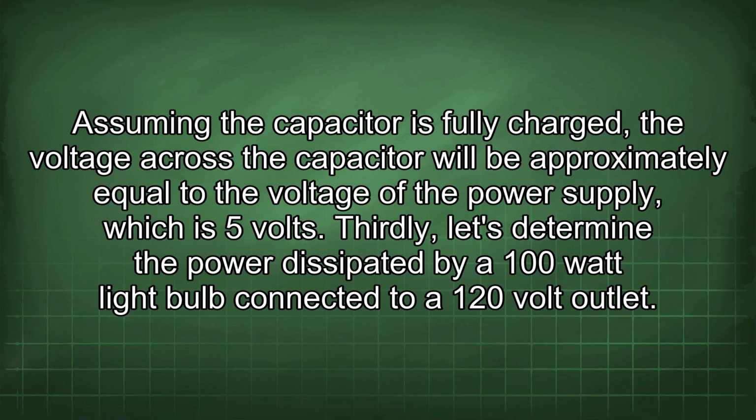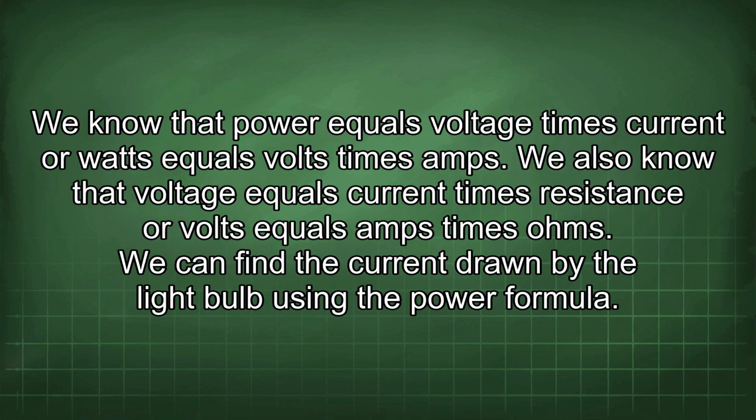Thirdly, let's determine the power dissipated by a 100-watt light bulb connected to a 120-volt outlet. We know that power equals voltage times current, or watts equals volts times amps. We also know that voltage equals current times resistance, or volts equals amps times ohms. We can find the current drawn by the light bulb using the power formula.